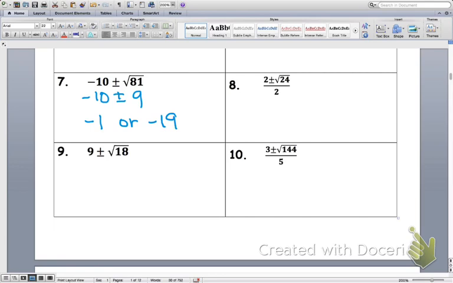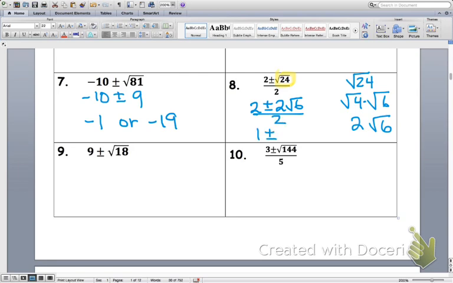On the right side, we have radical 24, just like the problem above it with the 40. Inside the radical, we break it down. 4 times 6, that's 2 radical 6. So I'm going to replace this radical 24 with 2 radical 6, and I'm going to divide like I did in the previous problem. 2 plus or minus 2 radical 6, and I'm going to divide by 2. That's going to be 1 plus or minus, I'm going to make it an invisible one this time, radical 6. But you can write it if you like.